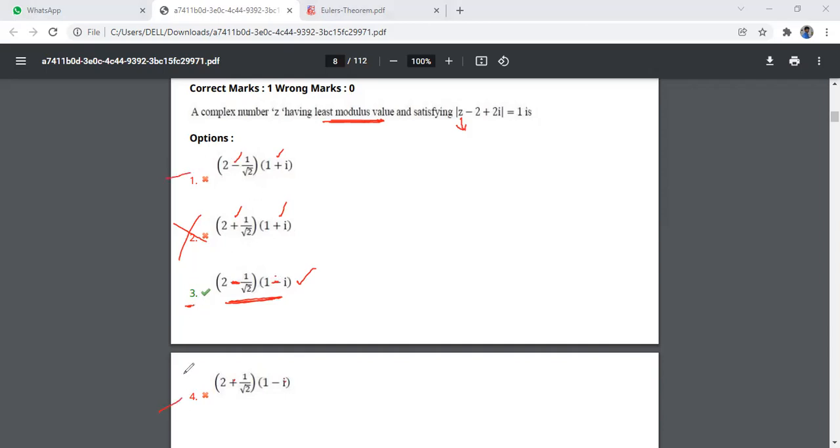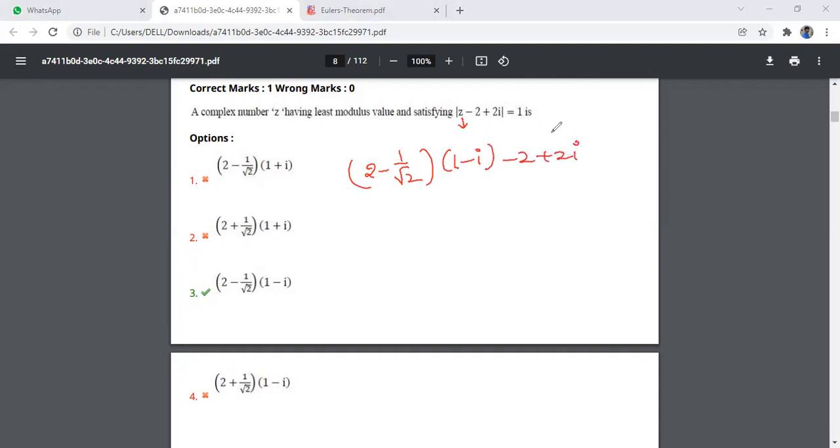Okay, among these two we have to check one. Now I'm taking z in place of z, what we have taken, z minus 2 minus 1 by root 2. In place of z, I'm writing 2 minus 1 by root 2 of 1 minus i, and the remaining part is minus 2 plus 2i. So I'm just multiplying 2 into 1, 2, 2 into minus i, minus 2i.